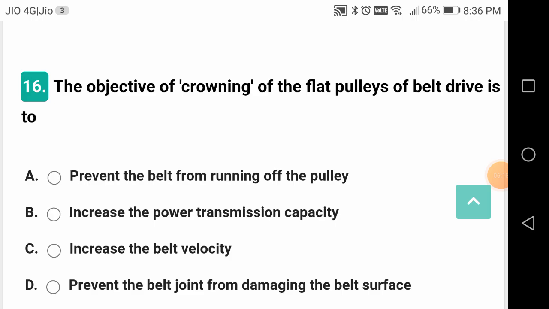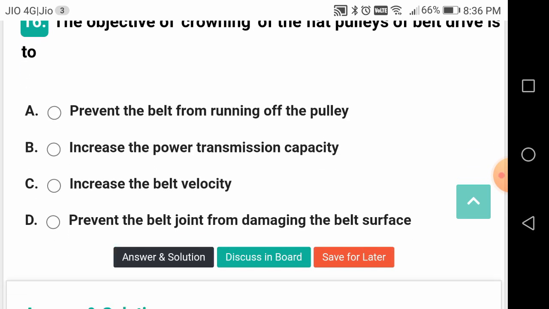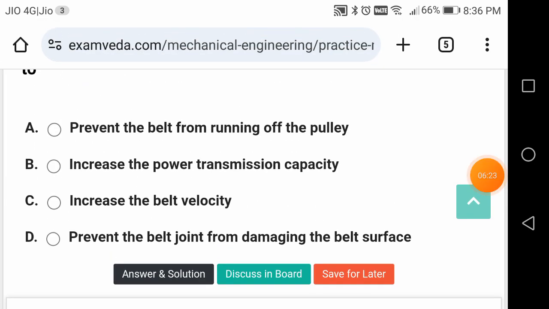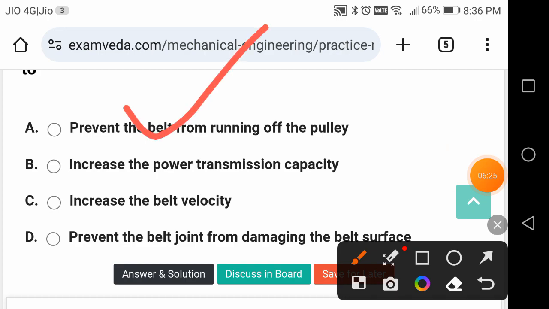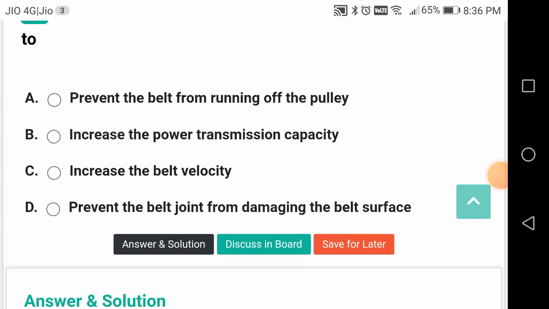The objective of crowning a flat pulley in belt drive. What is the main purpose? Basically, to prevent the belt from running off the pulley. This is a good question, friends. Why is crowning provided? The surface is a little elevated. The rim of the pulley is elevated. That's called crowning.